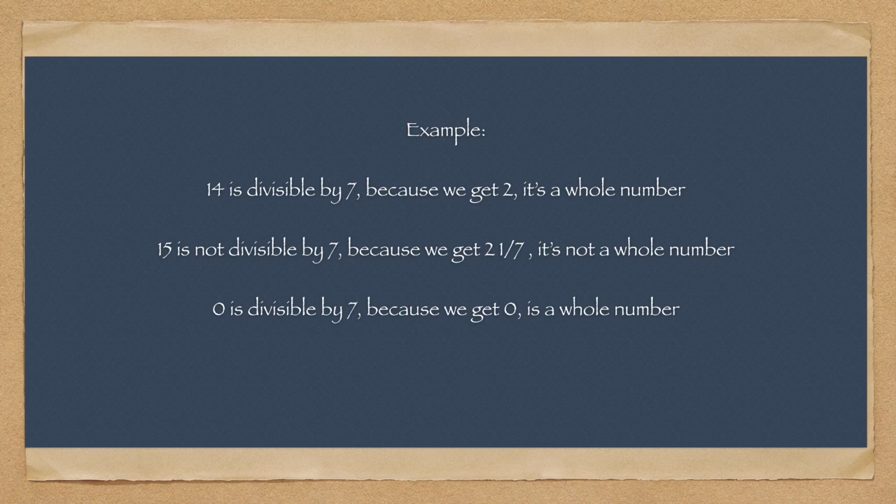For example, 14 is divisible by 7. When you divide 14 by 7, we get the quotient as 2 and remainder as 0. That means 14 is exactly divided by 7 and we get the quotient as 2, a whole number. If you see 15, it is not divisible by 7 because we get 2 as a quotient, and when you divide 15 by 7, we still have remainder 1. That means it is not exactly divided by 7. Another example is 0, which is divisible by 7 because we get 0, and 0 is a whole number.